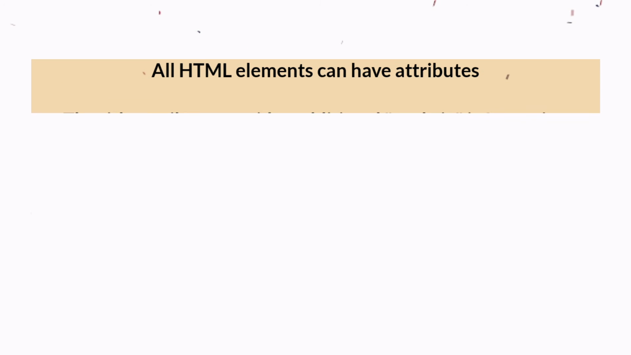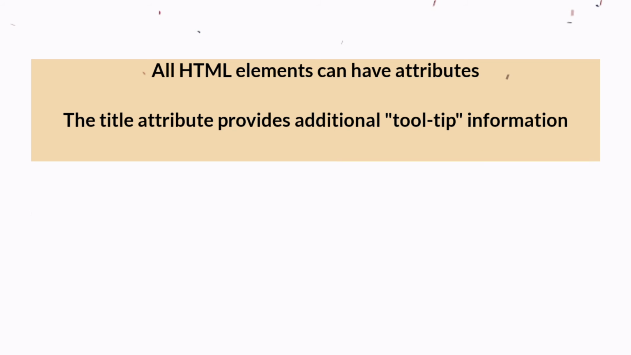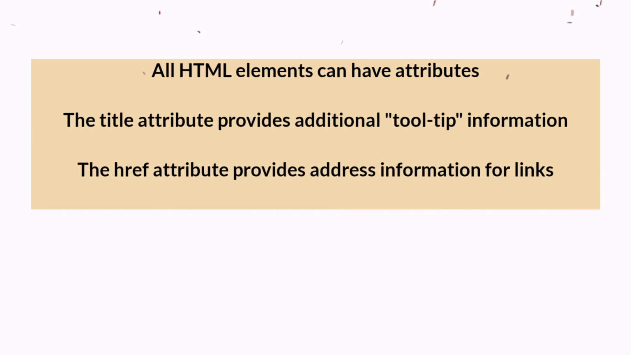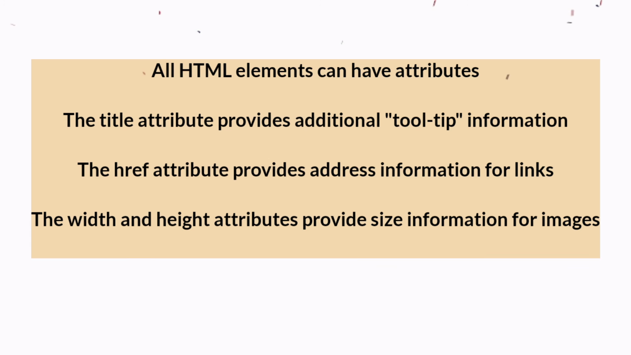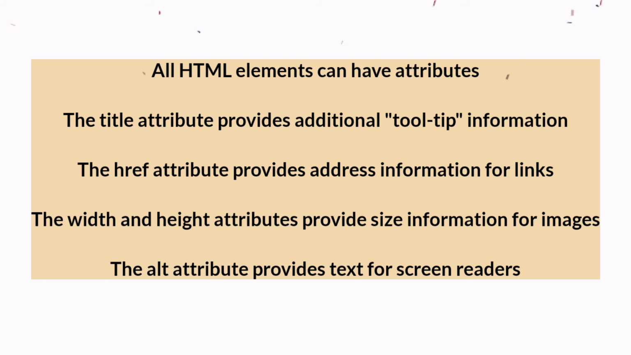So finally, we have learned that all HTML elements can have attributes. The title attribute provides additional tooltip information. The href attribute provides address information for links. The width and height attributes provide size information for images. The alt attribute provides text for screen readers.